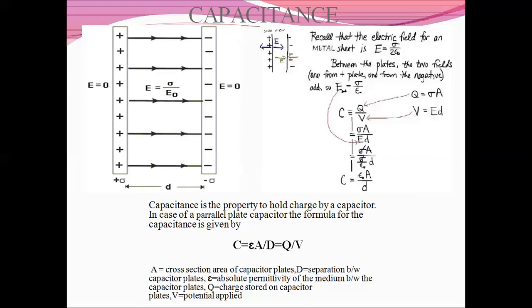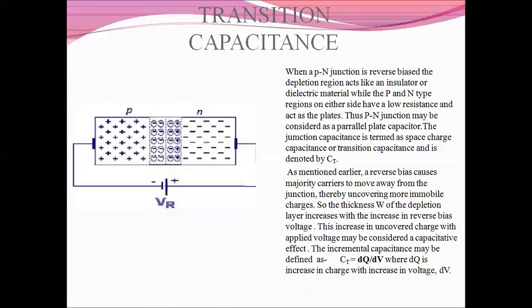Capacitance is the property by which a capacitor holds charge. In the case of a parallel plate capacitor, the formula for capacitance is C equal to epsilon A by D, which is nothing but Q by V. Here A is the cross-sectional area of the capacitor plate, D is the separation between the capacitor plates, epsilon is the absolute permittivity of the medium between the capacitor plates, Q is the charge stored on the capacitor plate, and V is the potential applied to the capacitor. Next we are going to see what transition capacitance is.